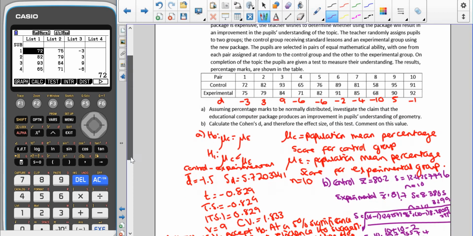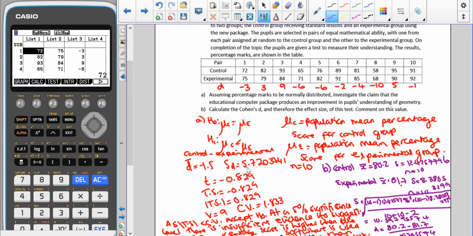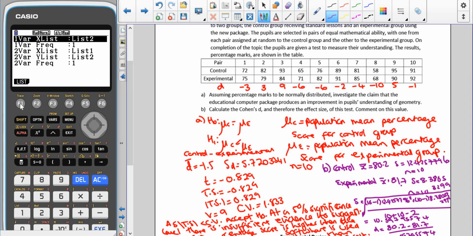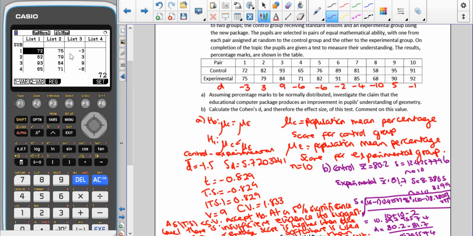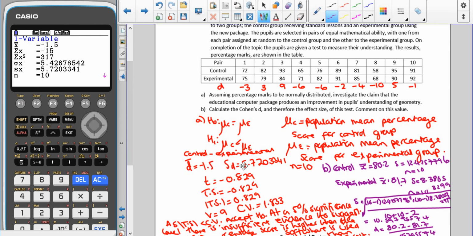Then we had to find the mean of the differences, the sample standard deviation of the differences, and the number of pieces of data. So we had to go and change our set. So it was looking at list 3, 1 var, and we have minus 1.5, 5.72033441, and the number of pieces of data is 10. Remember, it's fine to end up with a negative mean, you just can't end up with a negative standard deviation.